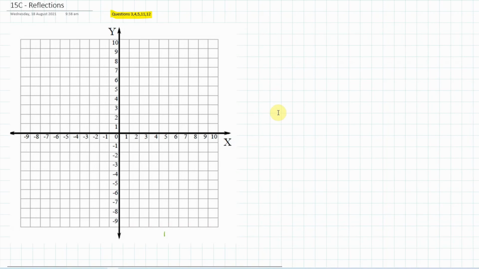The next one is number 12. No, I think I'll skip number 12 and let you guys try that one on your own. It uses similar logic to what we did in the previous question, question 5. You're going to do a couple of reflections and then see what translation you do to get from the original to the final image. So have a go at that one and see how you go. Alright team, good luck with all of this.